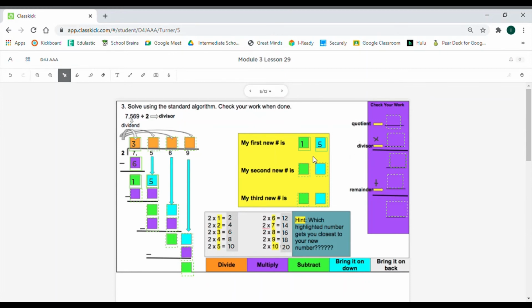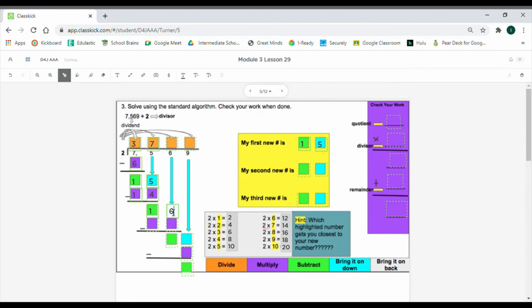I used my new number to divide. 2 goes into 15. I found out that 2 can only go into 15 7 times evenly, because 2 times 7 is 14 and 2 times 8 is 16, which is bigger than 15. So then I multiplied 2 times 7 because that's my next number at the top, and I got 14. Did you multiply correctly and multiply 2 times 7? If you did, good job. Then I subtracted 15 minus 14, and I got 1.